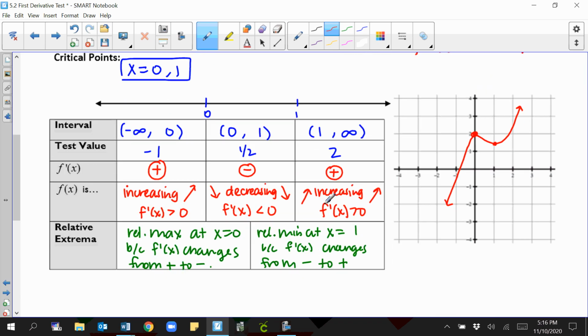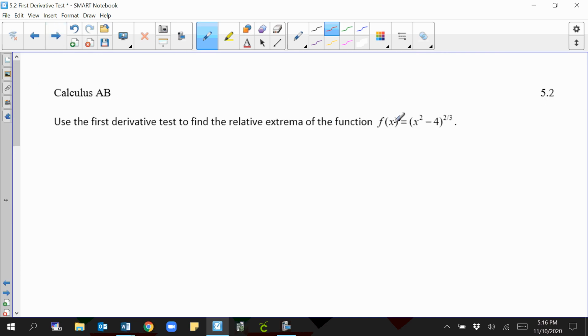Okay, so now let's look at some where we don't have the table, because you're not going to be given the table on your test or on the AP test. And we're not going to have to sketch our graph here. We are just going to find our relative extrema for my function. So first thing is to take the derivative. So f prime of x is equal to, I got to do a chain rule here.